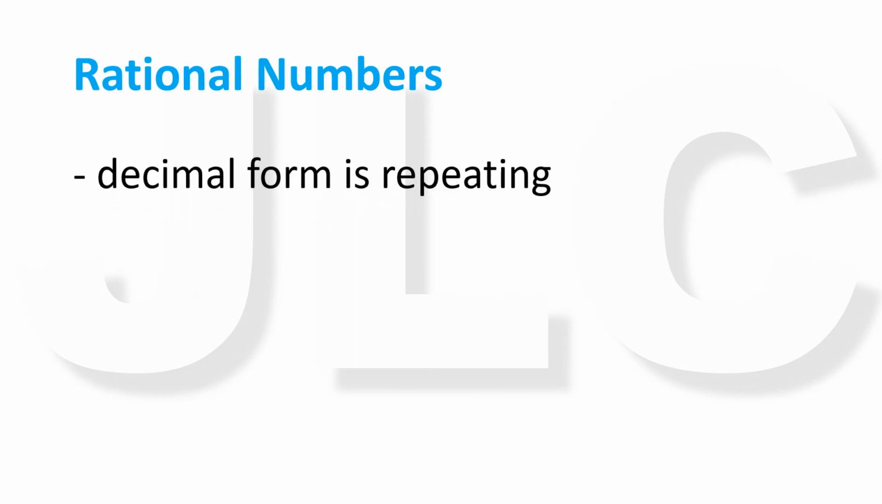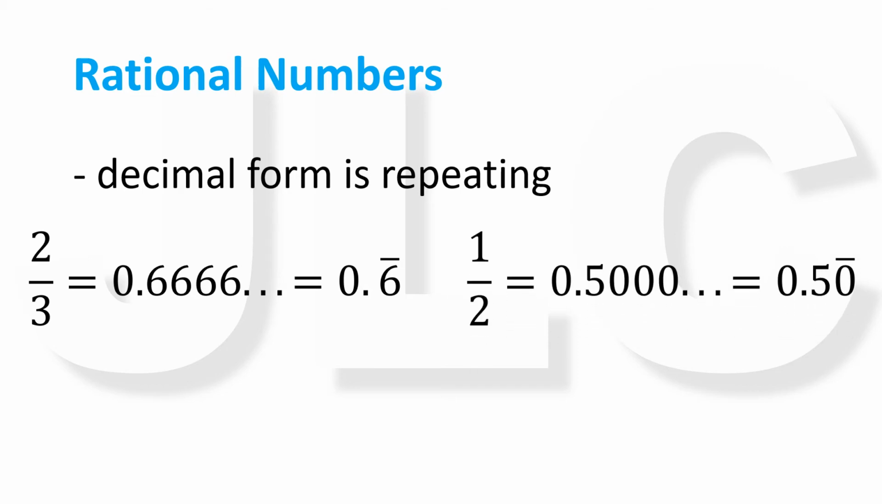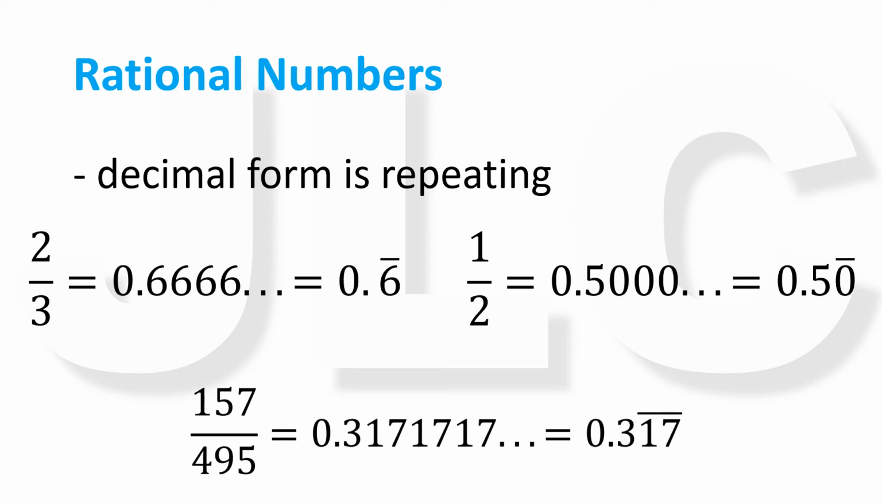The decimal form of a rational number is repeating. For example, 2/3 is equal to 0.6666 with repeating 6. 1/2 is equal to 0.5000 with repeating 0. 157 over 495 is equal to 0.3171717 with repeating 17. The bar indicates that the sequence of digits repeats forever. If a decimal is not repeating, then it is not a rational number.